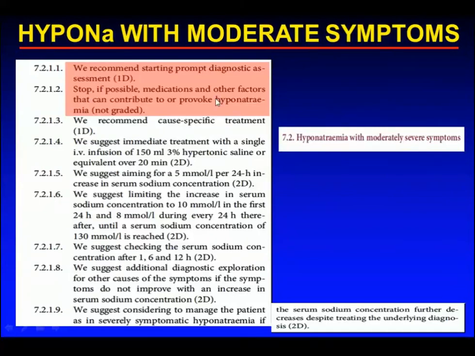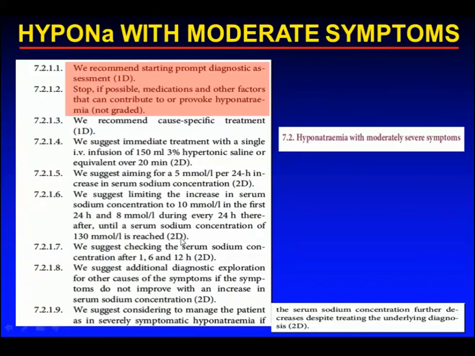It is not exactly the same, but we recommend to start prompt diagnosis assessment and to stop, if possible, medication and risk factors that can contribute to or provoke hyponatremia. We recommend to have a cause-specific treatment, of course, and we suggest also to have an immediate treatment with a single IV infusion of 3% hypertonic saline, just like for severe patients, with a bolus over 20 minutes. And also, we suggest aiming for a target of an increase of 5 millimole per liter per day.